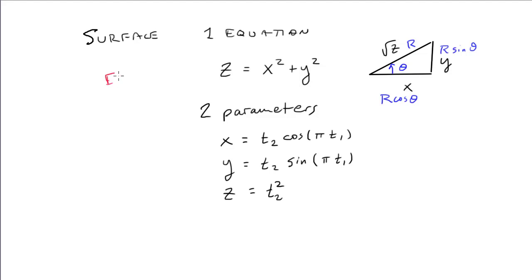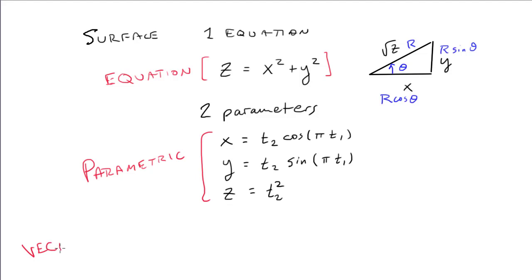There's the equation form for our surface, one equation that all the points have to satisfy. There's a parametric form for my surface, built up in terms of parameter values. Once I've got the parametric form, the vector form points to that point. The coordinates of the point are the components of the vector.